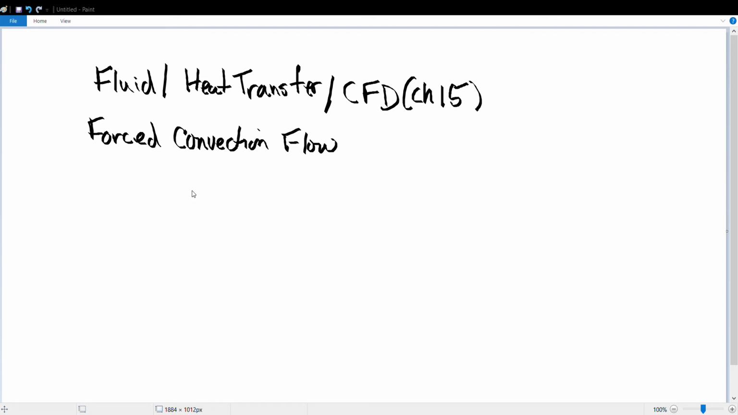Now that is a key parameter that we need in order to determine what kind of heat transfer we're going to get from a fluid flow and a heat source. Before we begin, I wanted to show you a little bit so we can tie it together to what we were studying. So this here is basically a boundary layer.